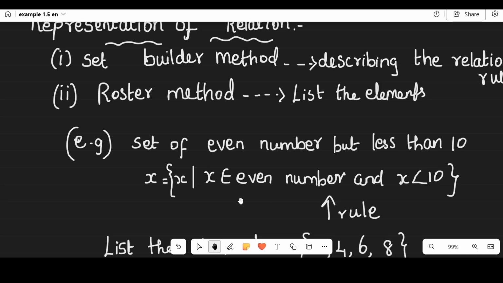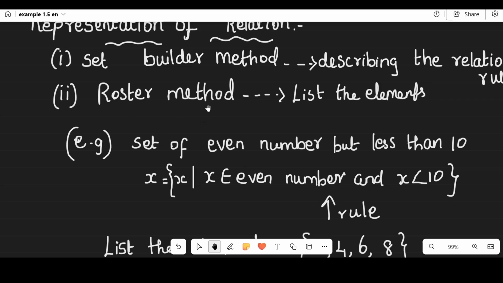This is the way of describing the relation, called the set builder method. In this set builder method, we are describing the relation using a particular rule. This is called the set builder method.